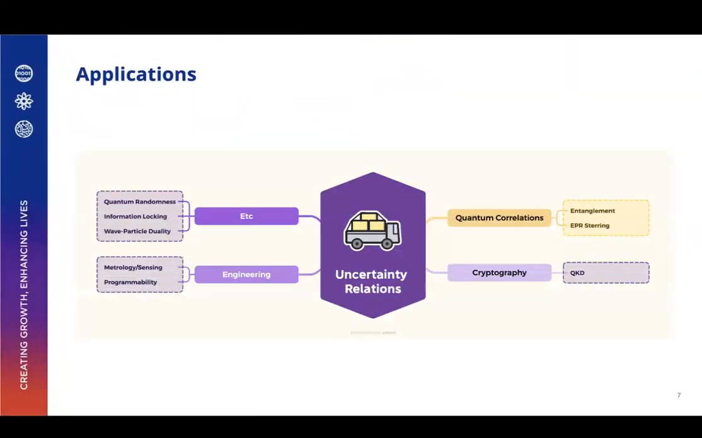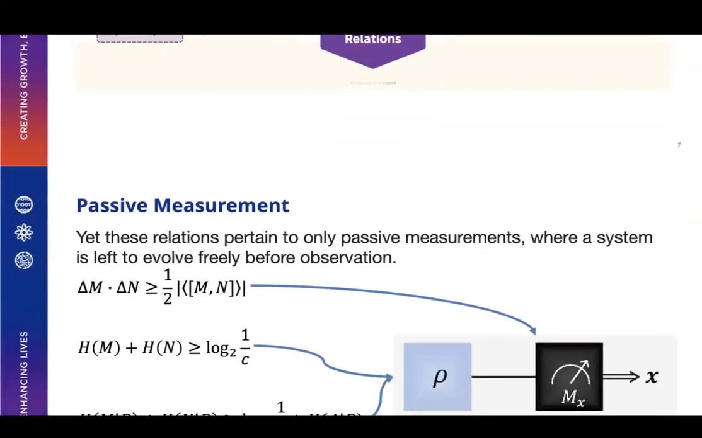And the uncertainty principle is very important because it has lots of applications, ranging from witnessing quantum correlation and cryptography to more applications in engineering. We can consider using the uncertainty principle to understand metrology and sensing, and we can further use it to investigate the programmability of quantum processors. Actually, this is a work under preparation, and we will try to submit to arXiv next year.